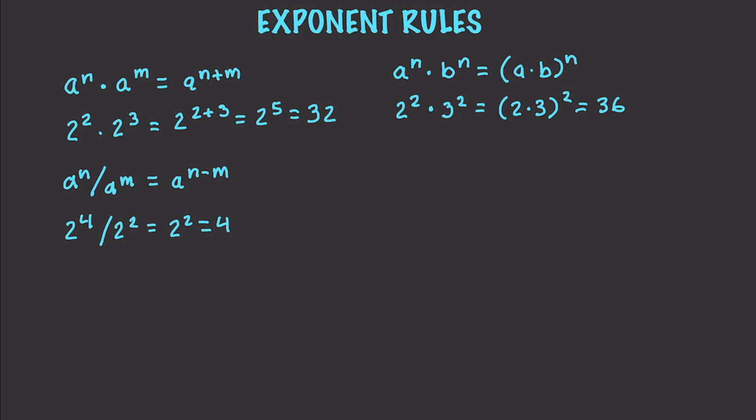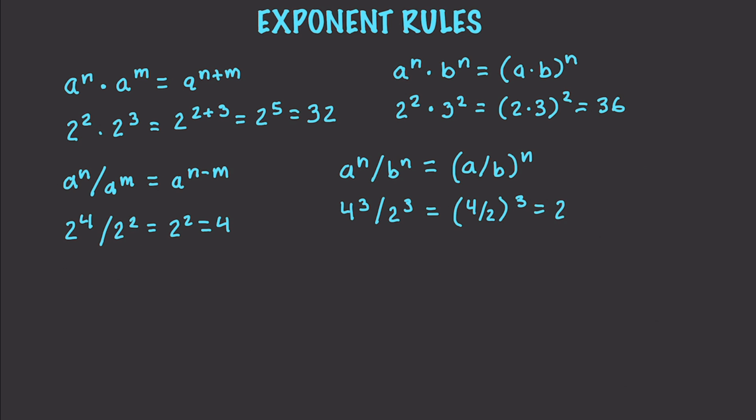All right. Again, this time we're going to have different bases, and we are going to have the same exponent. In that situation, you're going to go a divided by b, to whatever the exponent is. And here's another example for you. So this is 4 over 2, to the 3rd, which is going to be equal to 2 to the 3rd, which is going to be equal to 8.